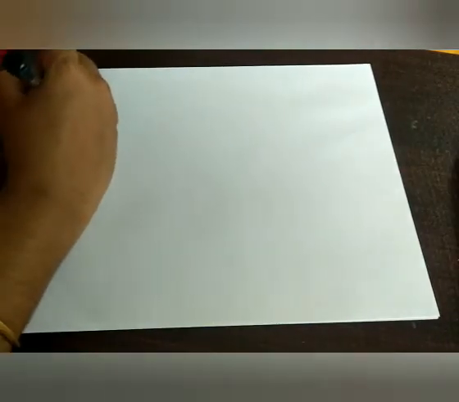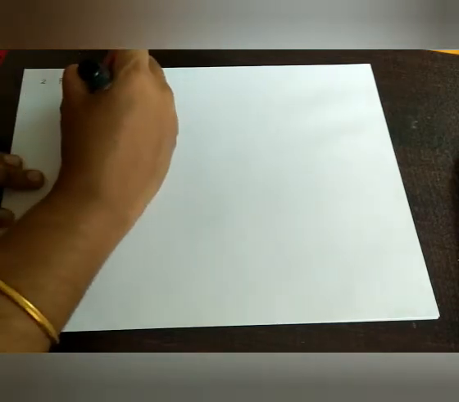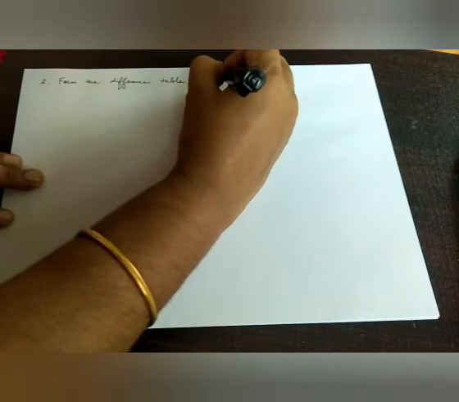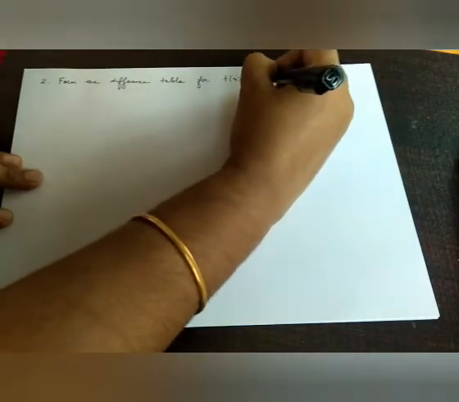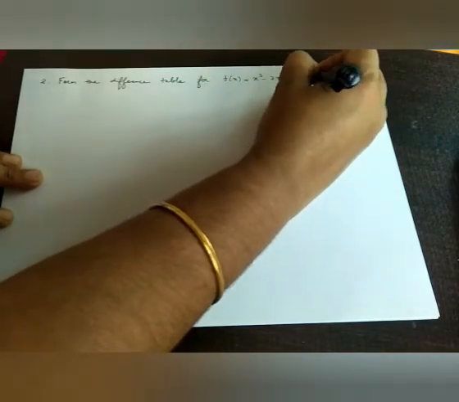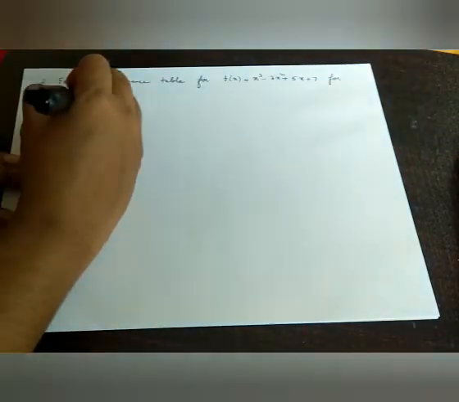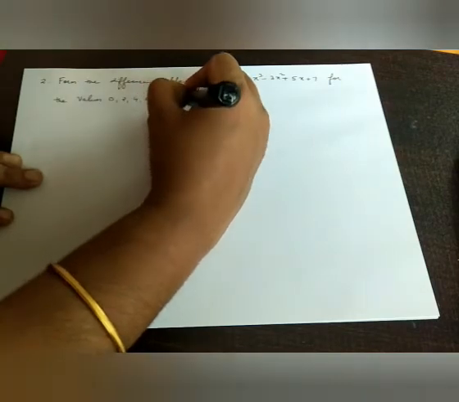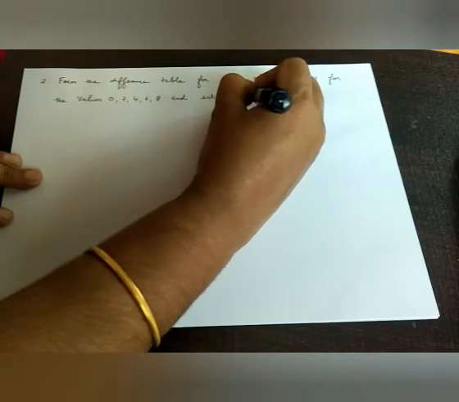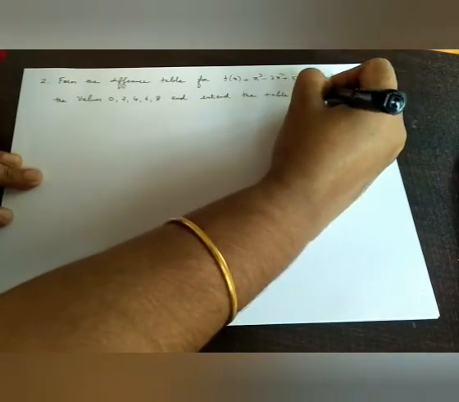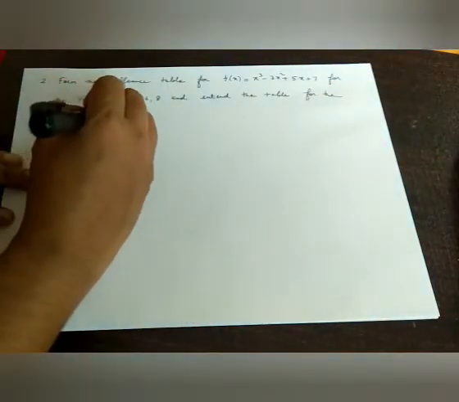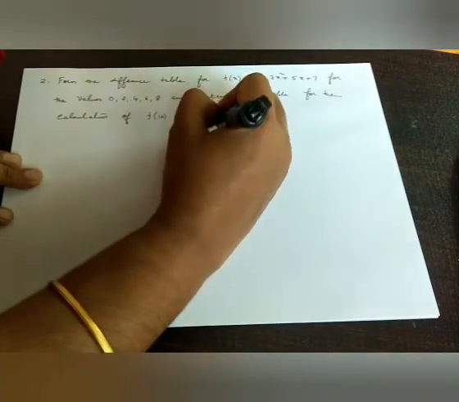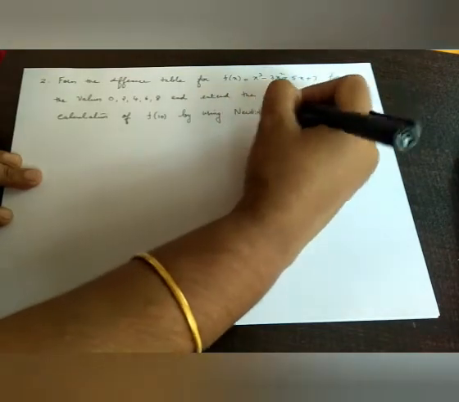Okay. Now the second question: form the difference table for f of x is equal to x cube minus 3x square plus 5x plus 7 for the values 0, 2, 4, 6, 8, and extend the table for the calculation of f of 10 by using Newton's interpolation formula.